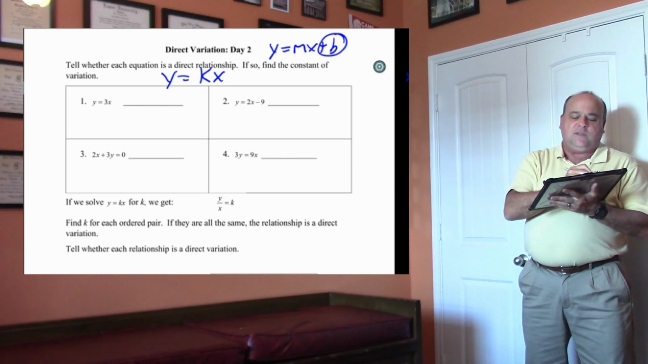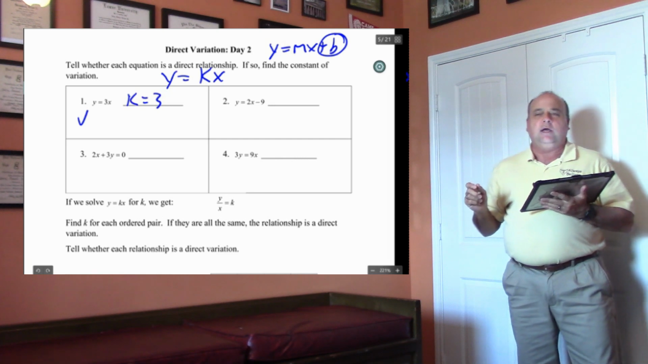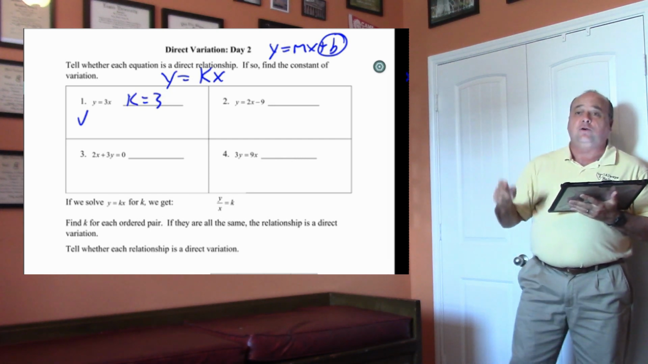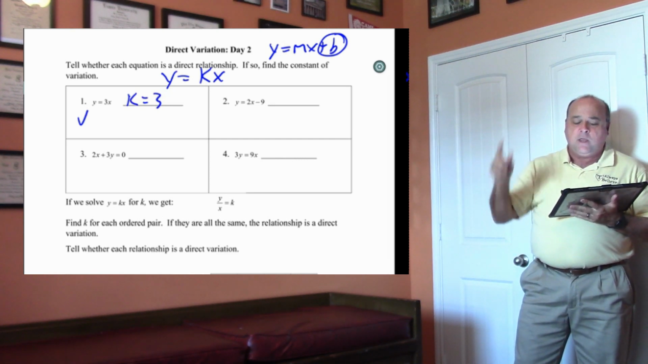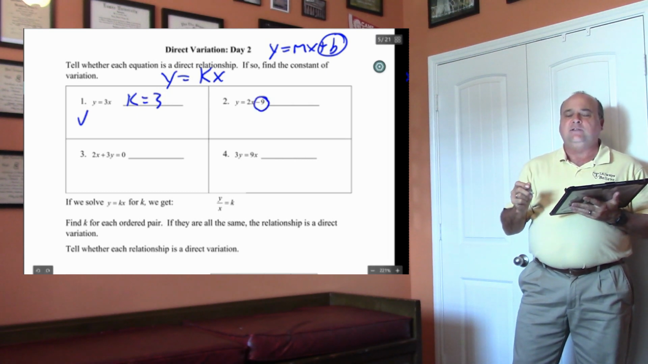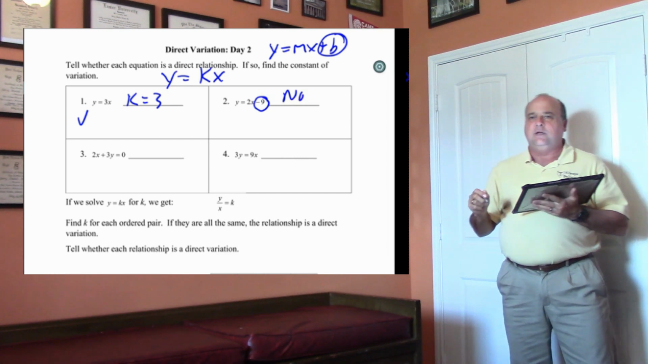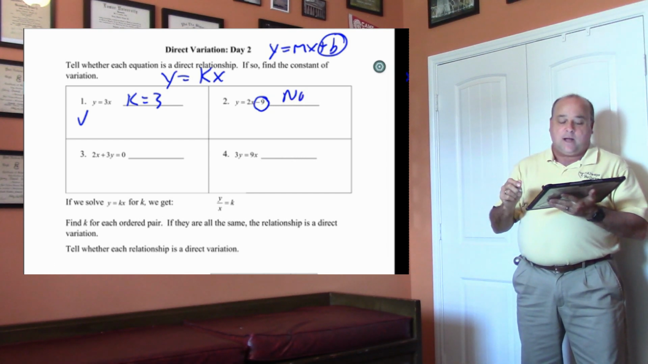So on number 1, this does have it, and k equals 3. Okay, k is the constant of variation or the constant of proportionality. On the next one, this is not, is it? Because of the -9. So write down no. It does not go through the origin, does it? It goes through the -9 on the y-intercept.